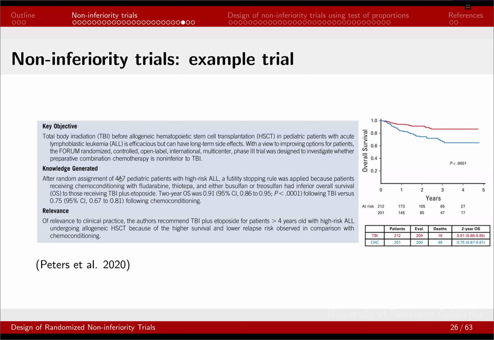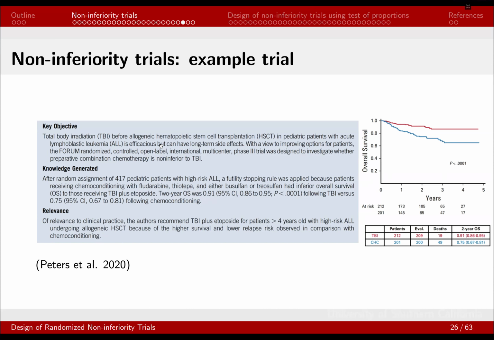They planned to enroll 1,000 patients, but apparently they stopped in the middle due to the same reason as the last trial, because they performed a planned interim analysis and the futility boundary was crossed. So at the time they performed the futility monitoring, results showed that the combination chemotherapy arm had significantly worse overall survival compared to the TBI group. Hence, the DSMC, or Data Safety Monitoring Committee, recommended closure of the study.